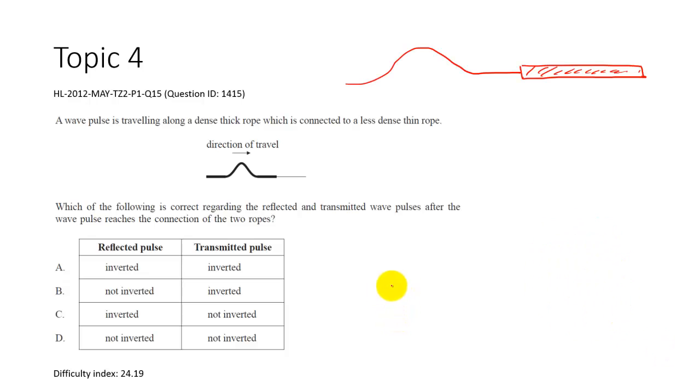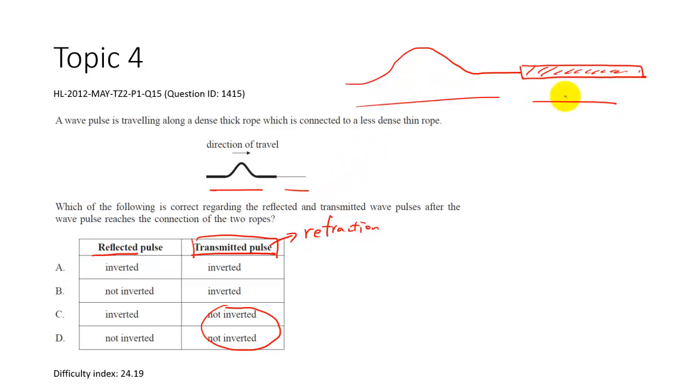Next question is about the phase change actually. So it's about the reflection and also the transmitted pulse. For the transmitted pulse, we can take it as refraction actually. And for refraction, you should know that no matter what the composition is, whether it's thick to light or the other way around, it would never have a phase change, so it would always be not inverted. As for the reflection, it depends on whether it's heavy to light or light to heavy, like this case I draw here.